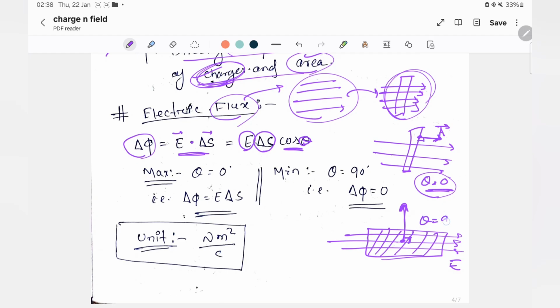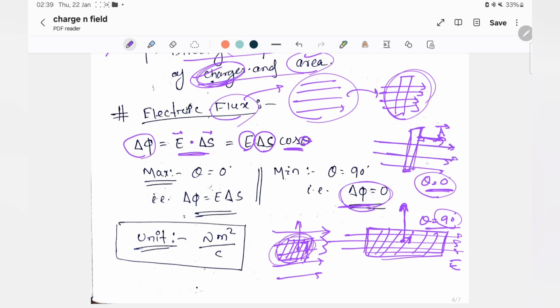Now here what is theta? It is 90 degrees, so it means no flux is there. Not a single electric line of force will pass through the surface when we put it perpendicular to the direction of the electric field. If the electric field direction is in this direction and we put a surface parallel to it, it will exhibit 0 flux. Meanwhile, if the surface faces along the electric field lines, then more electric field lines will pass through this surface.